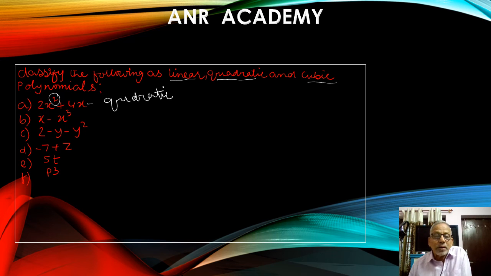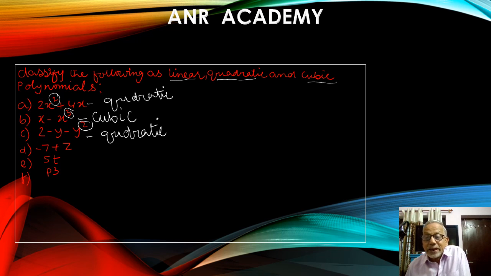Next one, x minus x cube. What is the highest power of the variable here? 3. So the degree is 3. So this is cubic. 2 minus y square. What is the highest degree? 2. So this is quadratic.